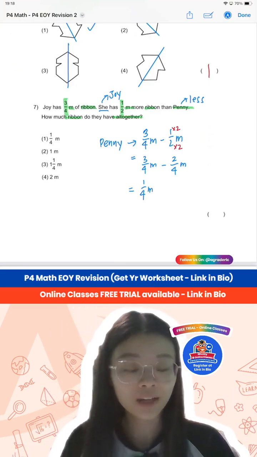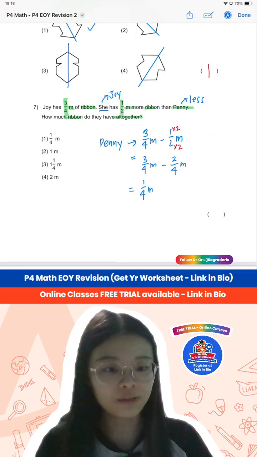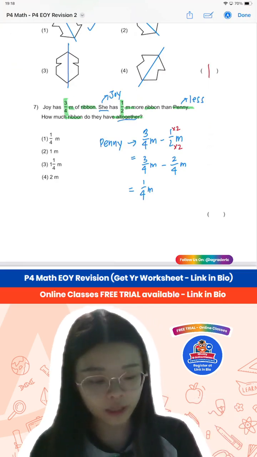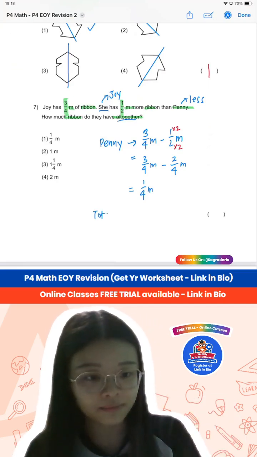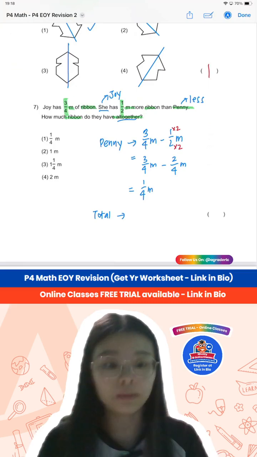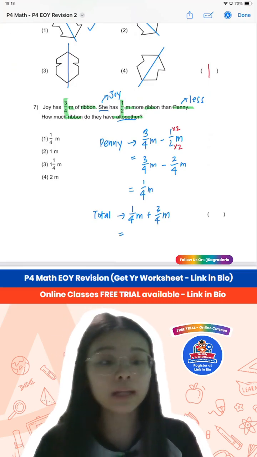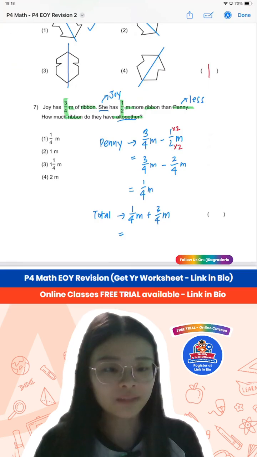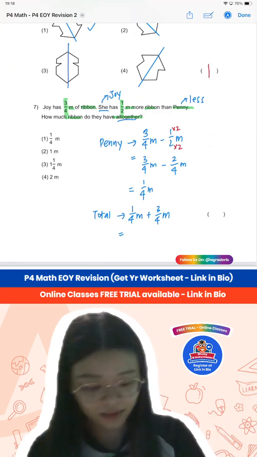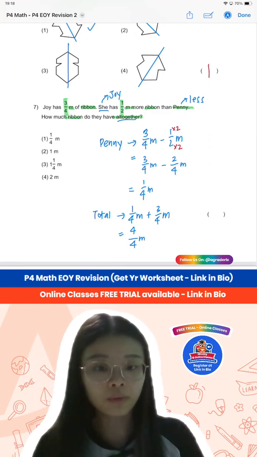A few students might stop here. Okay, done, 1/4 is done. Remember? The question is looking for all together. So we still have to add them up. Yes, Kartik, you're right. 1/4 plus 3/4. Yes, Papin, we also need to add. 1/4 plus 3/4. The denominator is the same, so we don't need to do anything. We just add. So 3 plus 1 is 4. 4 over 4. What is 4 over 4?